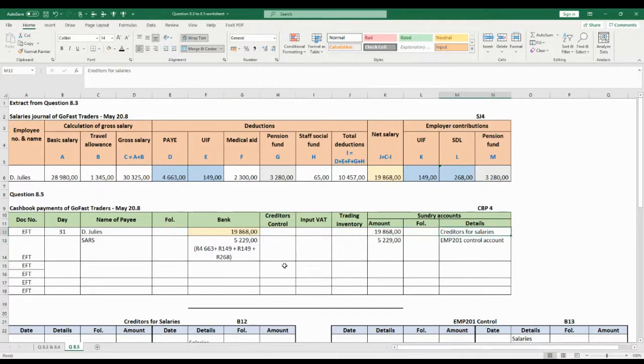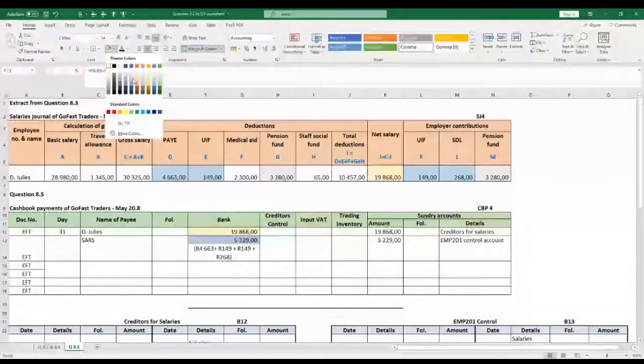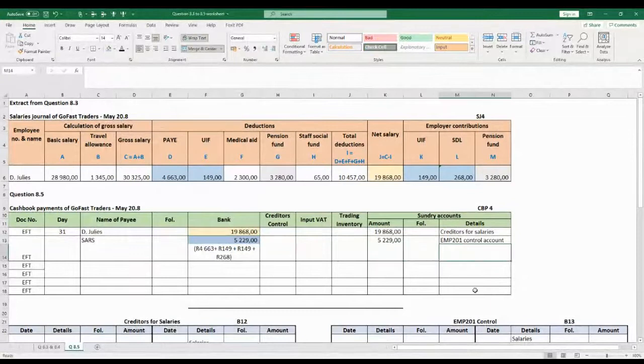The last thing, because we do not have a creditors for salaries column, that is the general ledger account which that payment goes to, we put it under the sundries account, that 19,000. Now your SARS payment will be all of these blue ones added together to get an amount of 5,229. And that will be taken to our general ledger account, which is the EMP201 contra account, because that is the liability account where we've recorded everything that needs to go to SARS.